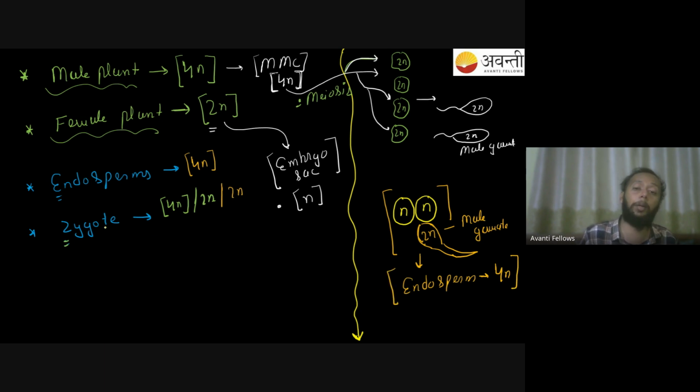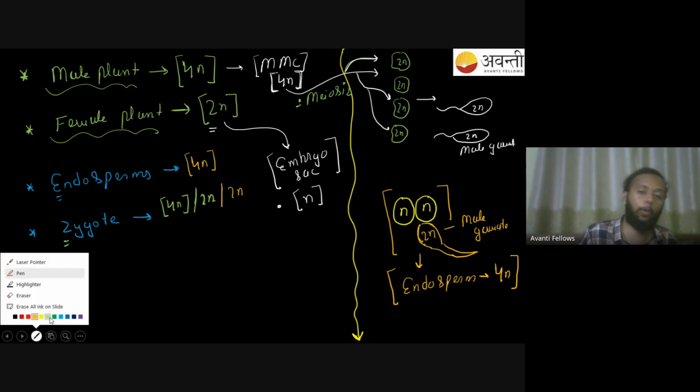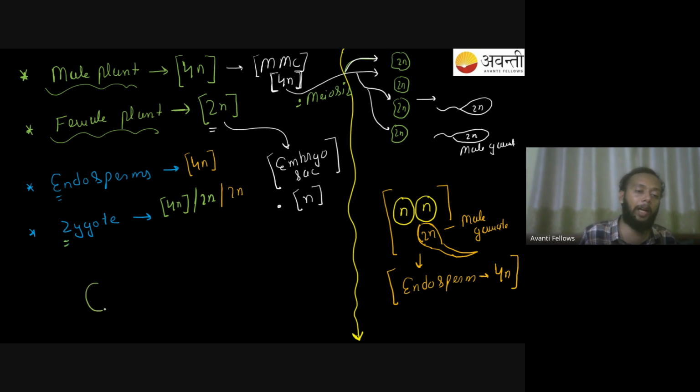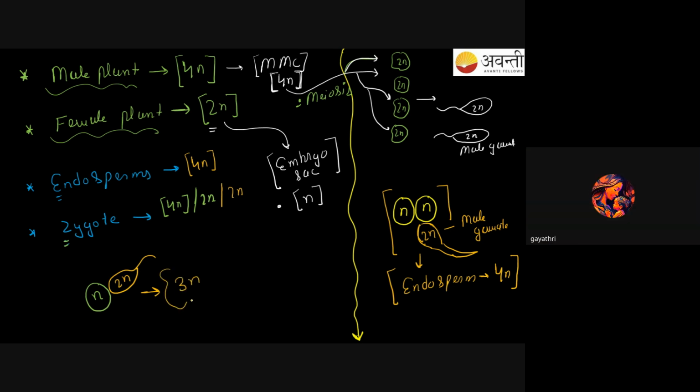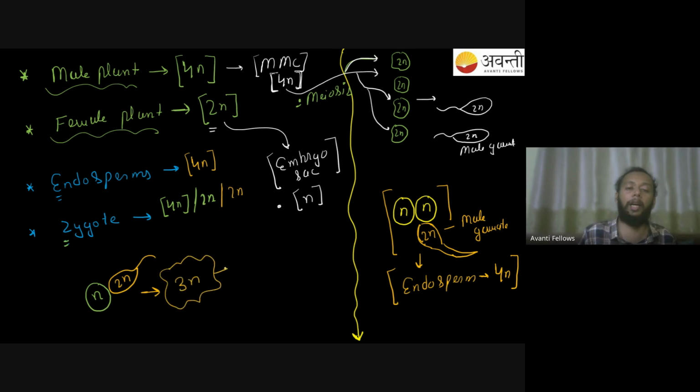And then let's talk about the zygote over here. Now what will happen with the zygote? That zygote is going to be your what? Inside the zygote, the egg is going to be my haploid egg, and now the male gamete is going to come. Male gamete is going to be your 2n. So if a 2n combines with the n over here, then what will my zygote be? Triploid. 3n. So that will be my zygote.